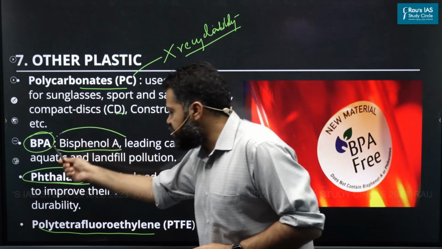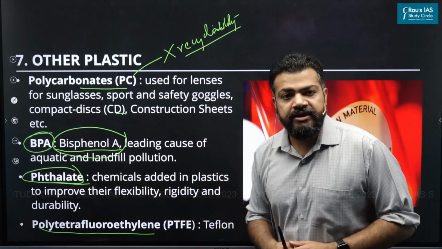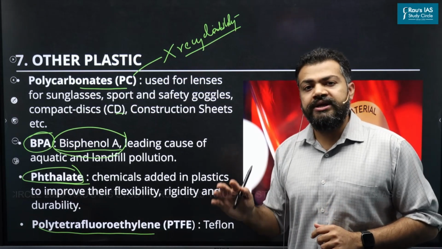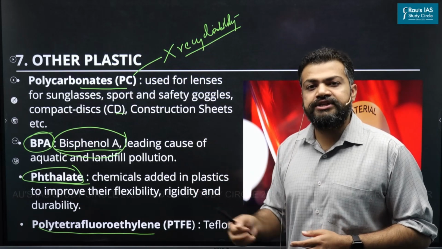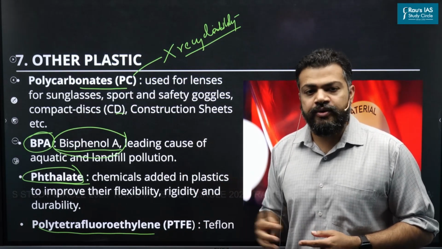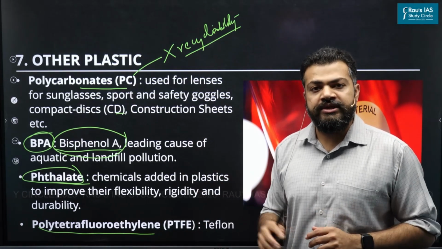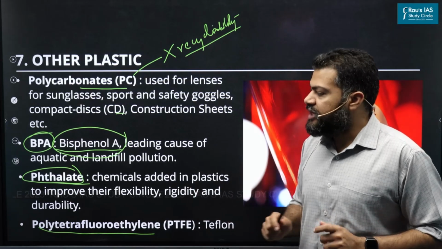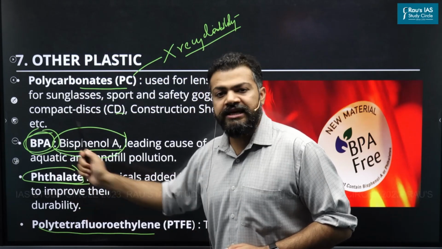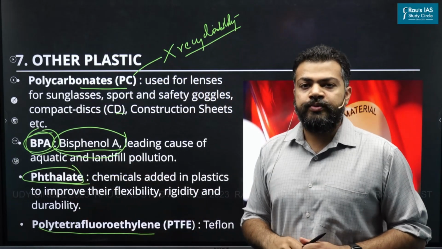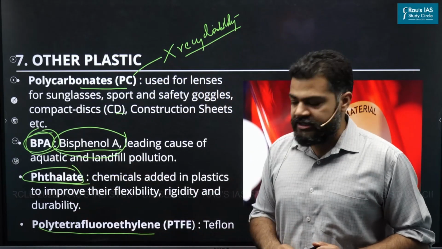BPA is called bisphenol A, and this is basically one of the leading causes of aquatic and landfill pollution, right? So this gets leached into the soil and the aquatic bodies, causing a lot of ailments and a lot of pollution in those bodies. So try to make sure that all the products that you buy should be free from phthalates and free from BPA. I hope you guys were able to understand the 7 types of plastics.